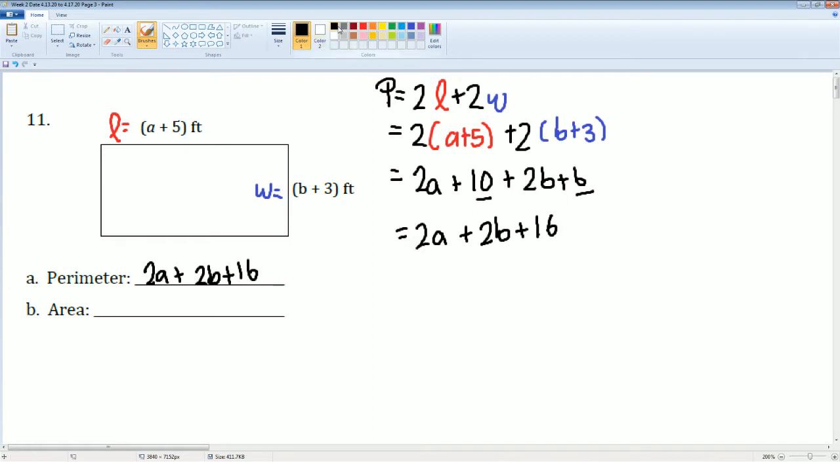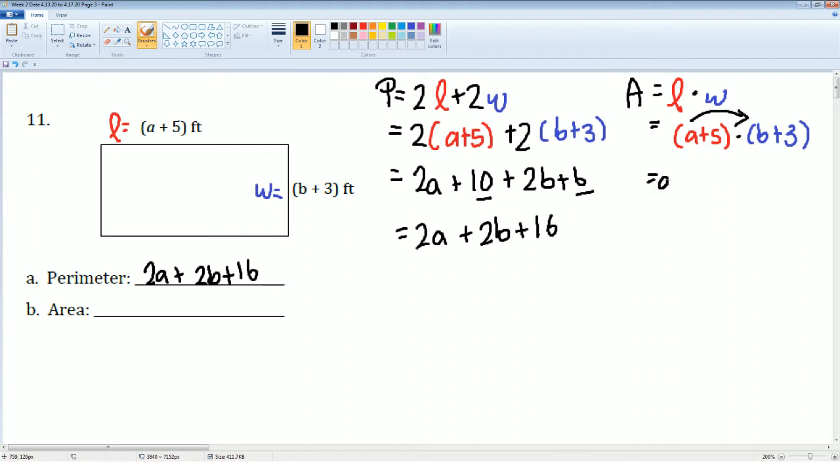The area is defined by length times the width. Let's color code that. The area is defined by length times blue, the width. Again, you just have to practice and repeat. So length is a plus 5, and that's going to be multiplied by the width, which is b plus 3. So let's multiply. We're going to distribute.